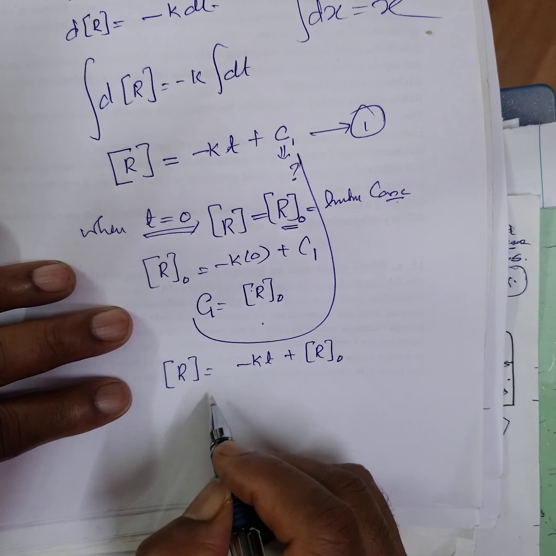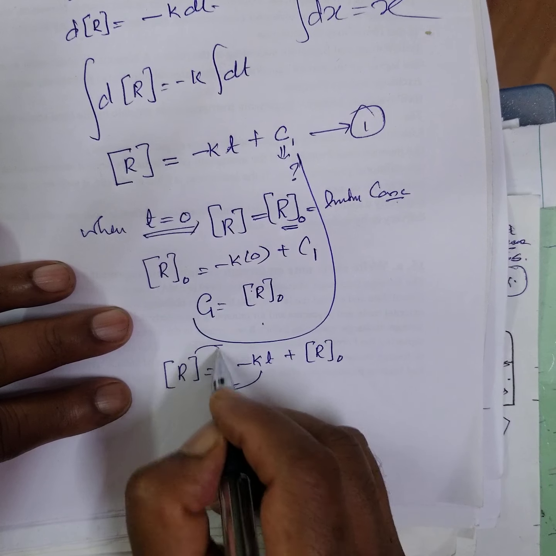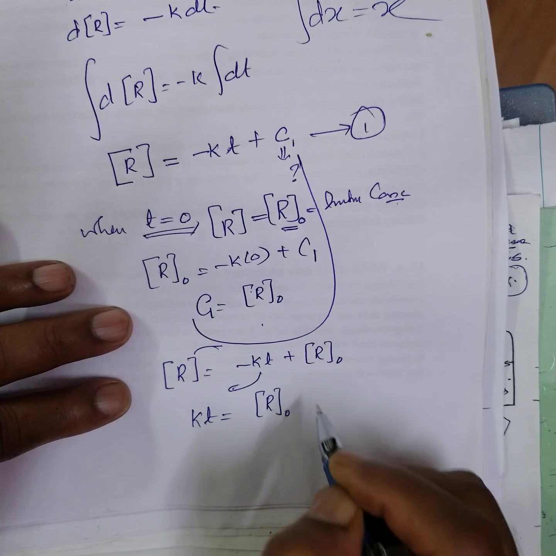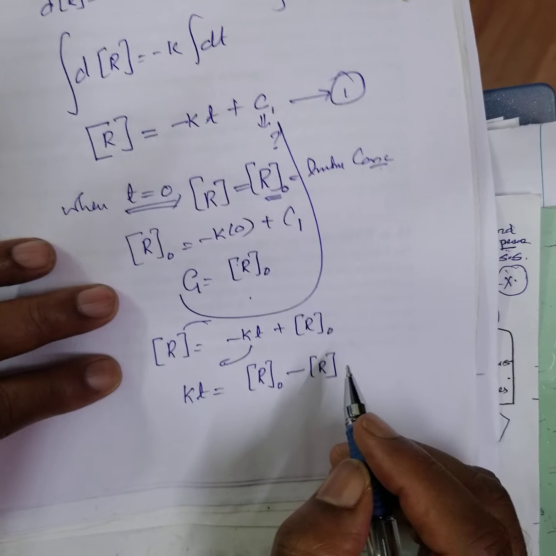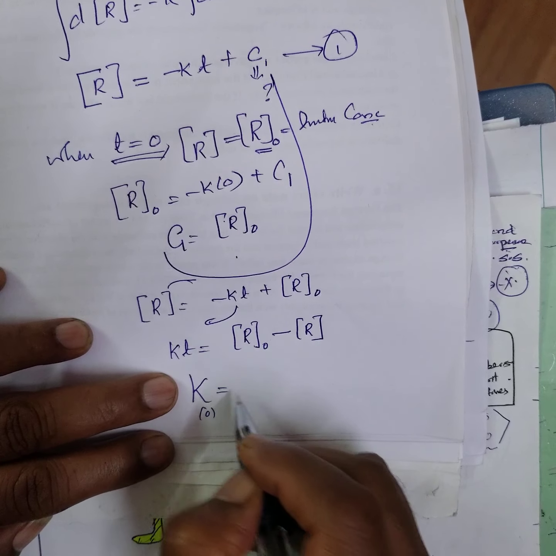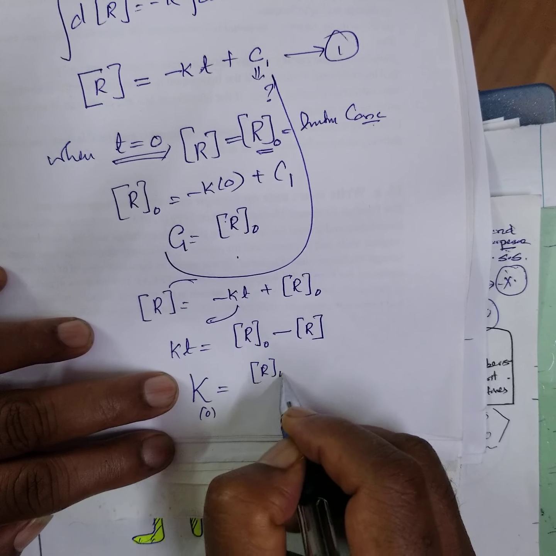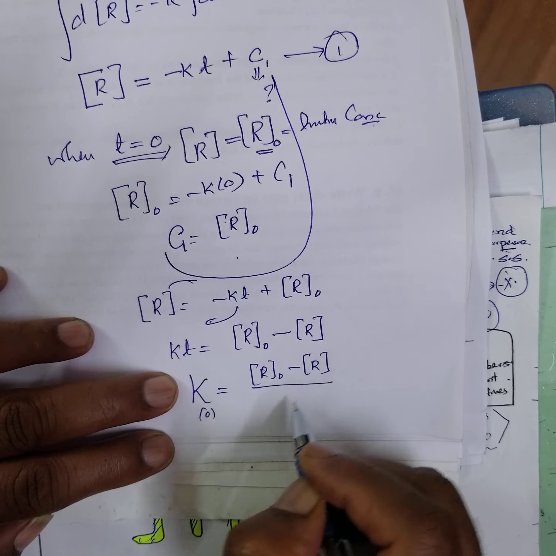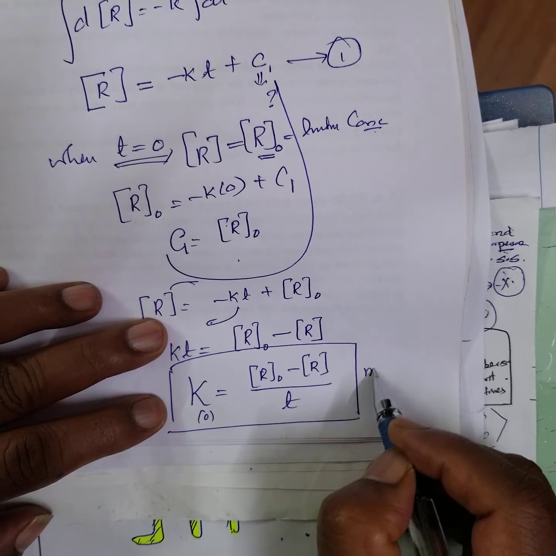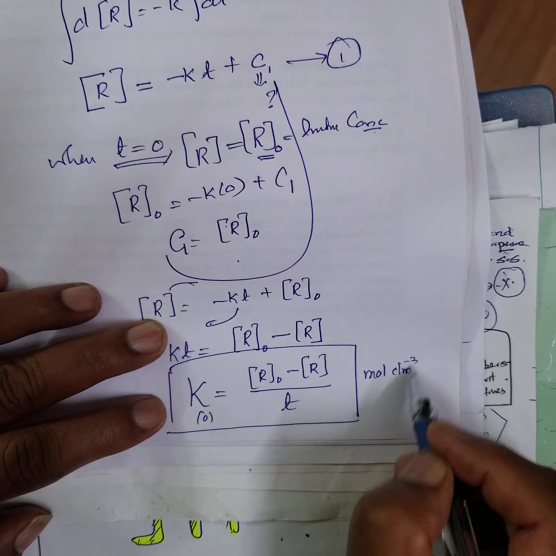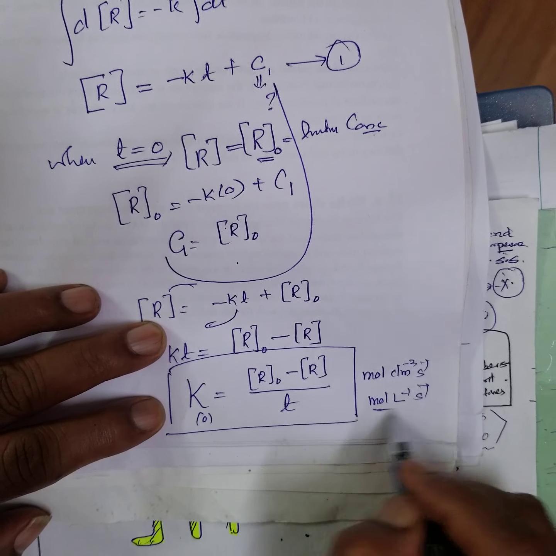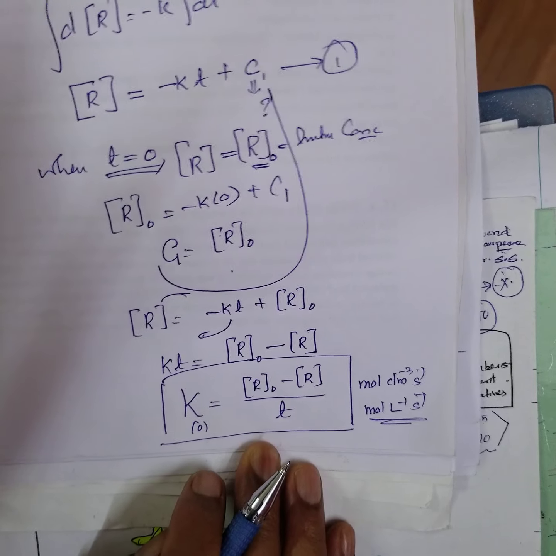Therefore, you send this side, you bring this side. As a result, Kt is equal to R naught, the initial concentration, minus R, the concentration at any time. As a result, K, the rate constant of zero order reaction, is equal to the initial concentration minus the concentration at any time, divided by t. The unit is mole per decimeter cube per second, mole per liter per second. You understood? This is the formula.